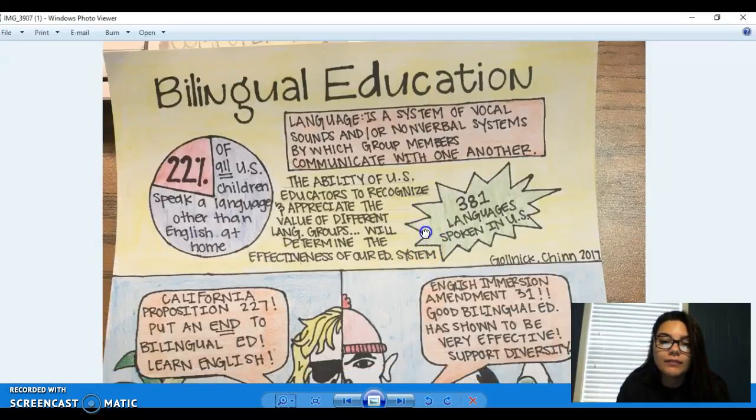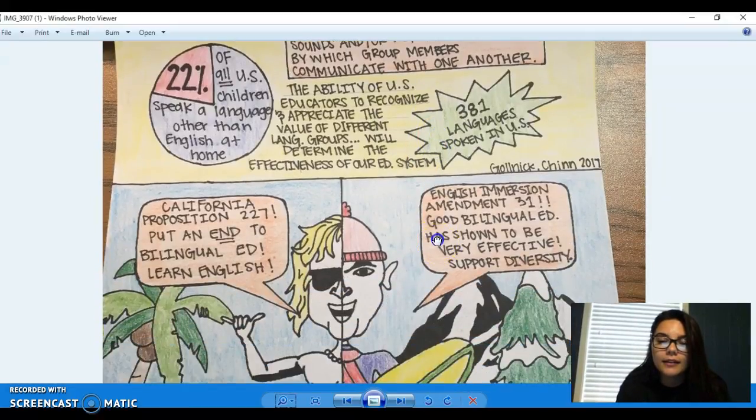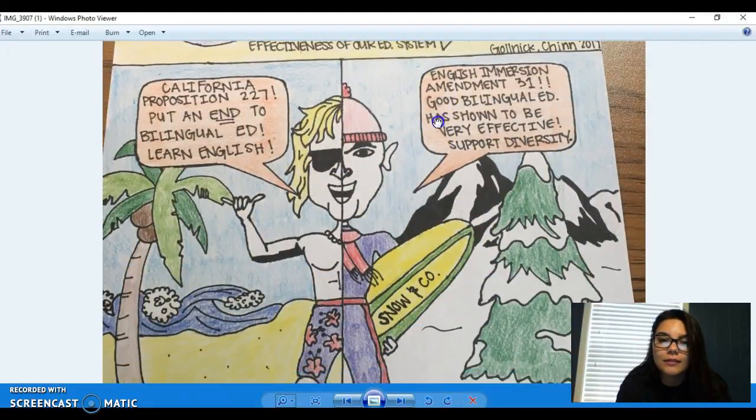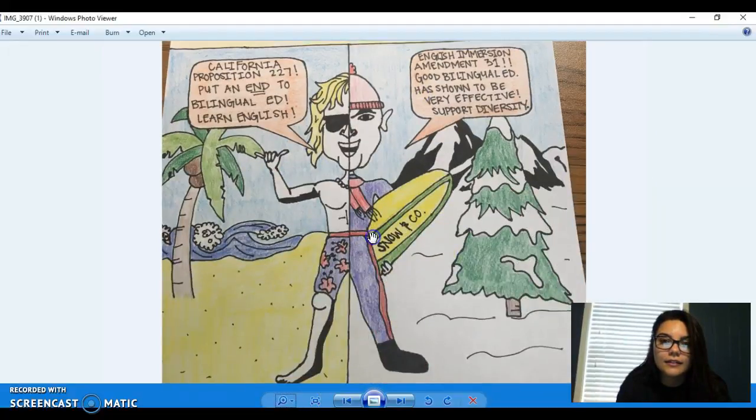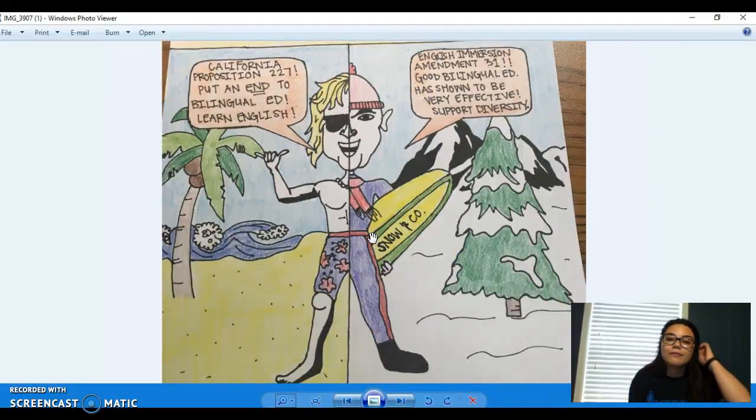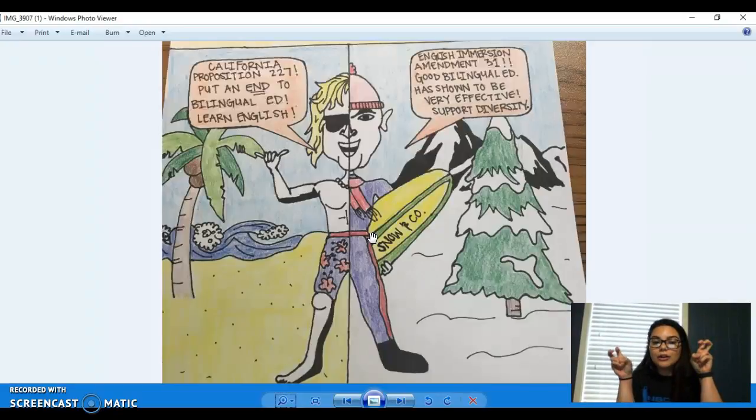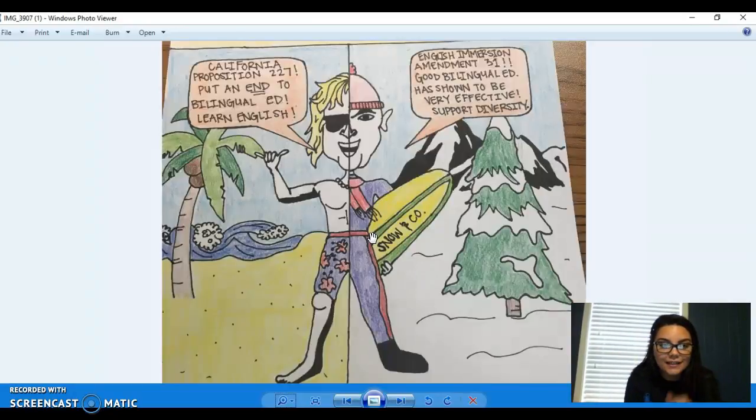To zoom out a little bit so you can see the whole graphic, or the whole bottom half. For the bottom half of the graphic I chose to do kind of contrasting views of some of the laws and amendments that were brought up in this chapter. The graphic supports the English only stance in America, and the English only controversy.